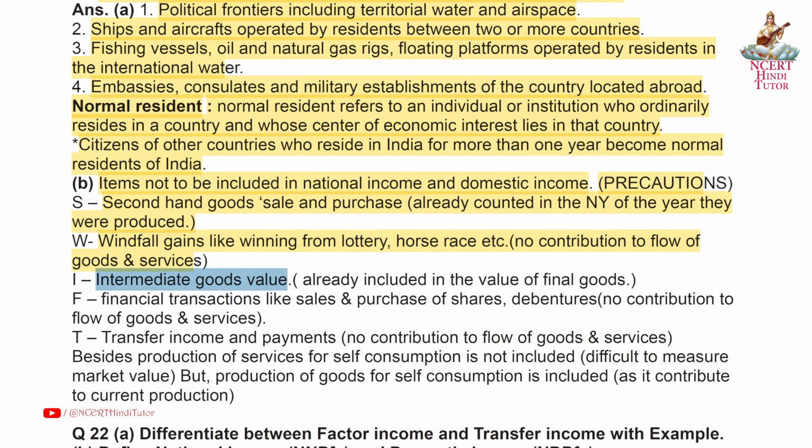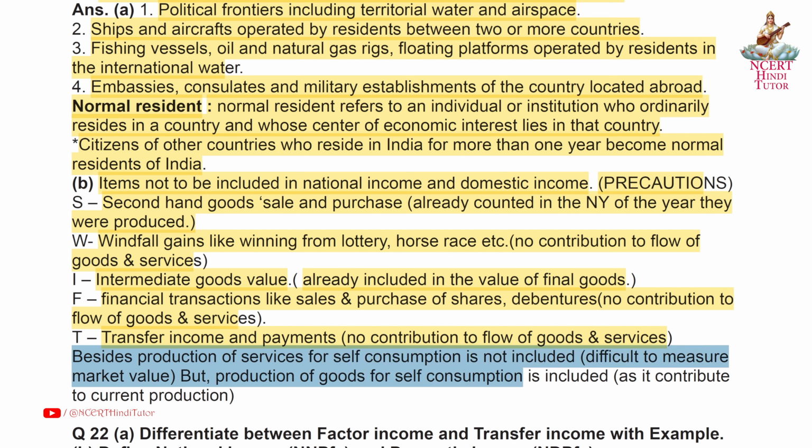I: Intermediate goods, as their value is already included in the value of final goods. F: Financial transactions like sales and purchase of shares and debentures. No contribution to flow of goods and services. T: Transfer income and payments. No contribution to flow of goods and services. Besides, production of services for self-consumption is not included, as it is difficult to measure market value, but production of goods for self-consumption is included, as it contributes to current production.